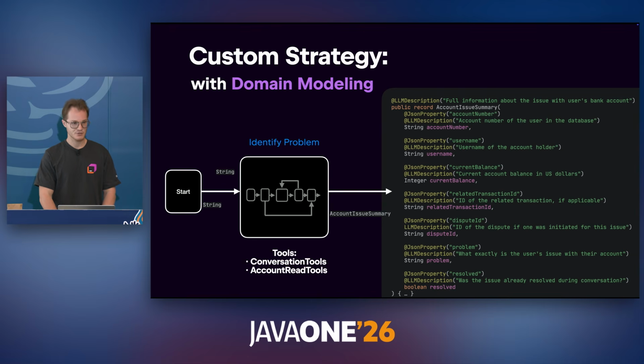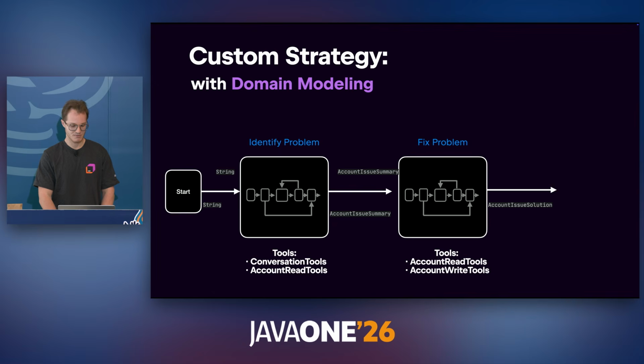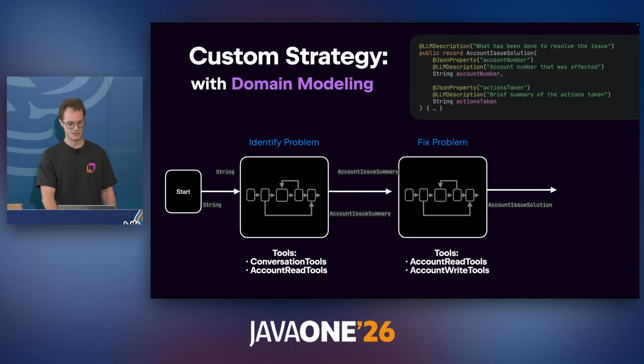And then, of course, we're going to fix the problem. The fix problem step will take the account issue summary. Of course, I can connect the steps only if they are type compatible. This part will be focused on the reading tools and writing tools. No conversation is allowed. And I'm requesting the model to come up with the account issue solution, which is another record class, a plain Java object.